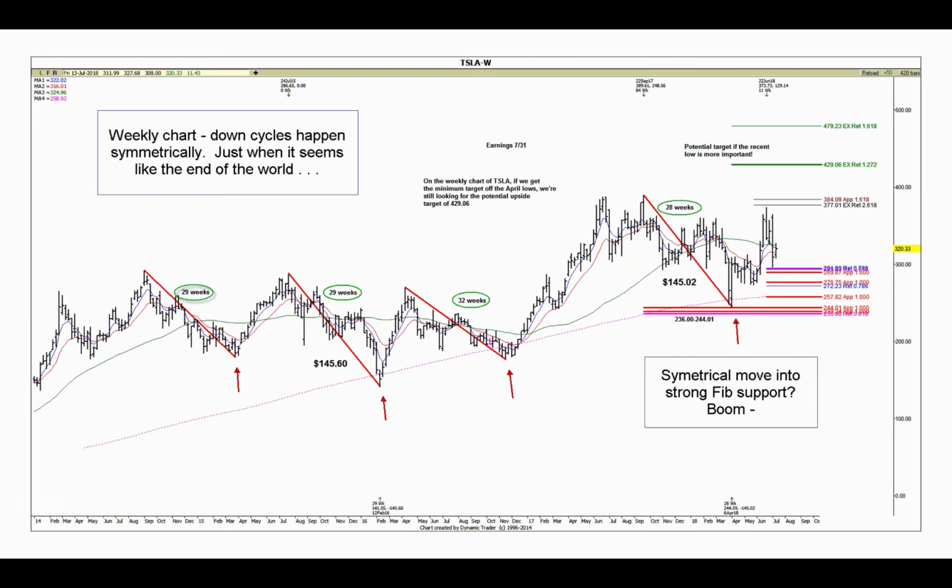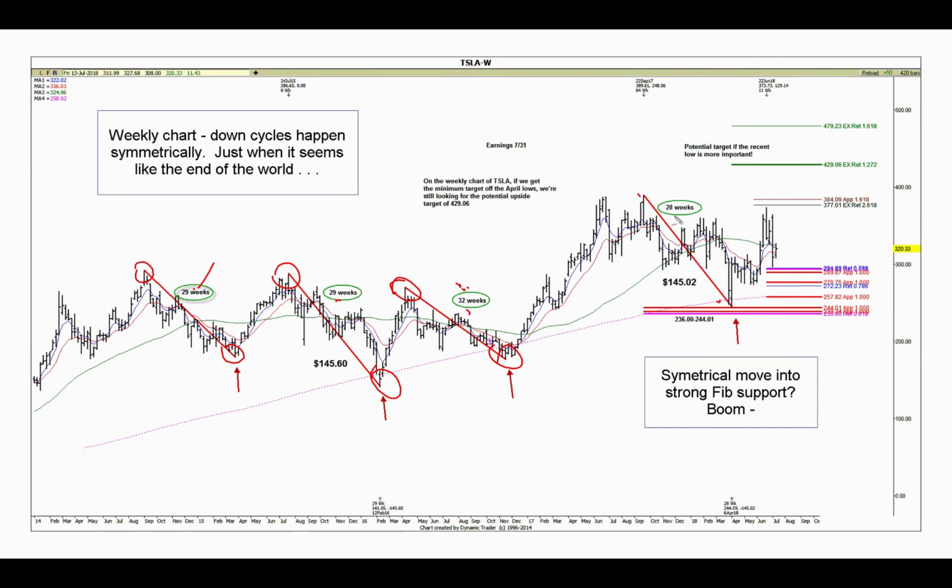If you look at this here from this peak to this low, it lasted exactly 29 weeks. Okay, if you check here from this high to this low, it lasted exactly 29 weeks. If you look at this high to this low, it lasted 32 weeks. Okay, not exactly 29 weeks, but pretty close. If you look from this high to this low, it lasted 28 weeks.